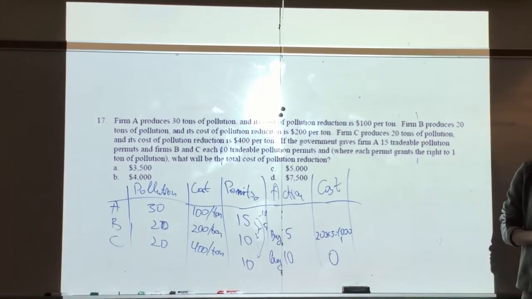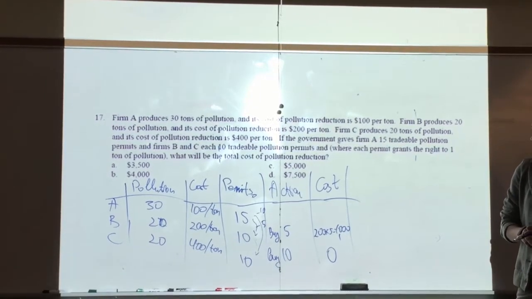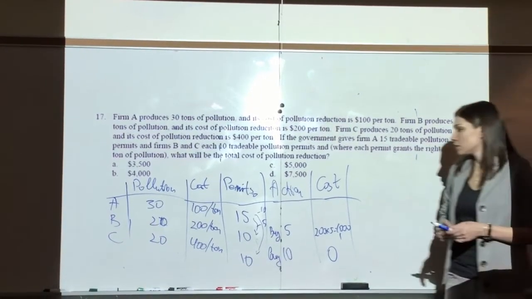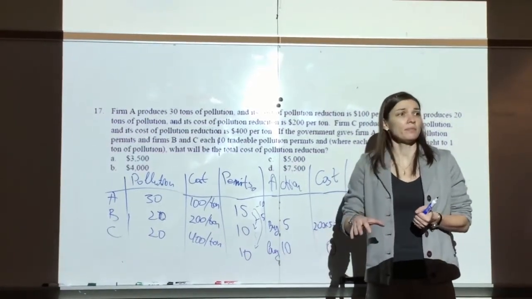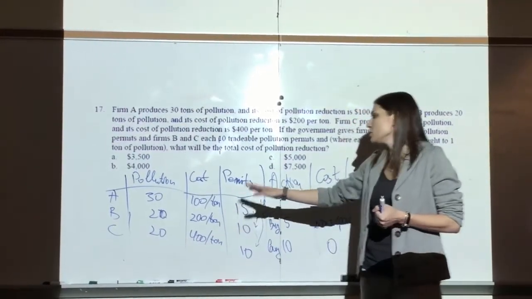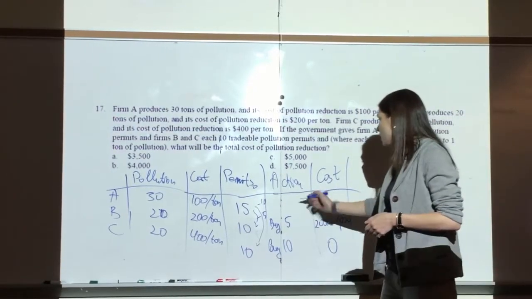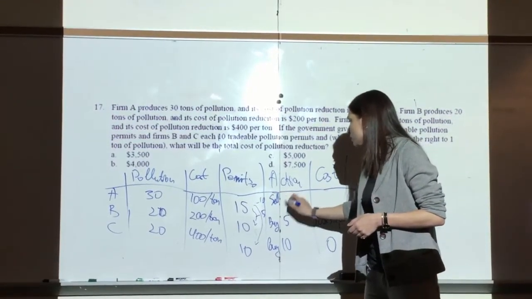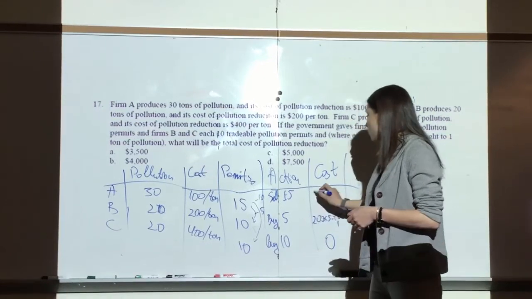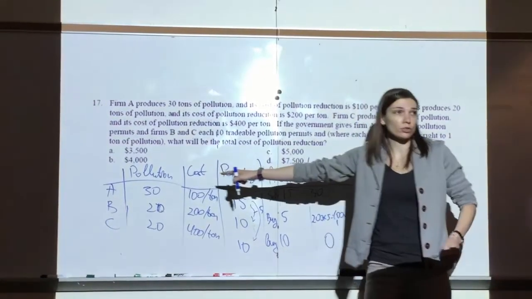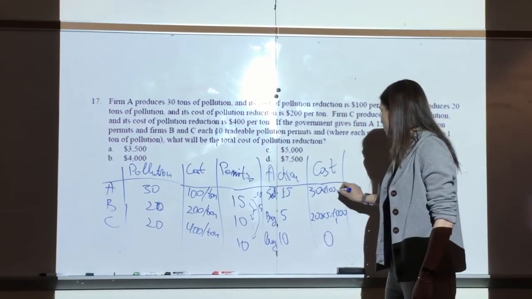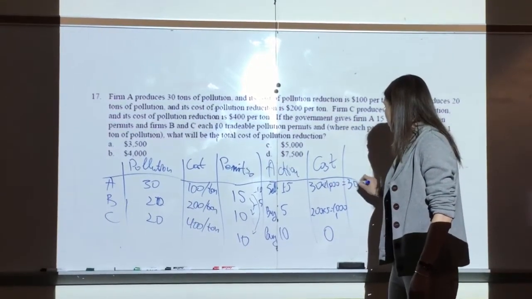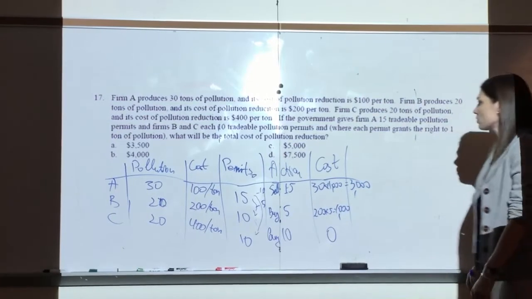And finally, what happened to A? You have to pay 3,000. Right. So A sold basically all of its permits, and that made sense for them to do so. So now they need to eliminate all of them. Well, they sold 15. So they need to eliminate, and they are polluting 30, right? So they need to eliminate all of them. All right. So what's the total cost?